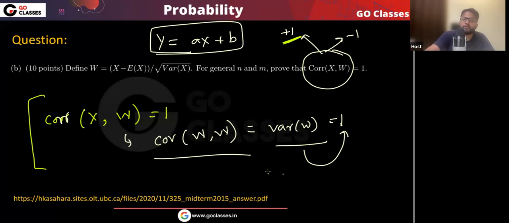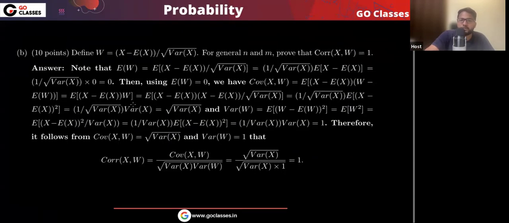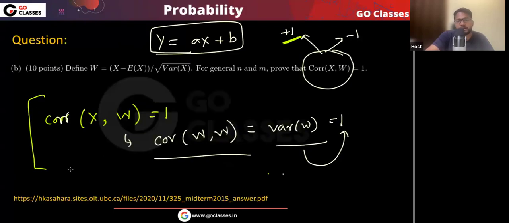Okay. Or if you don't want to prove it this way, then what you can do is find out the expectation of W. The expectation of W is anyway 0. Then for the covariance between X and W, you can use the covariance formula. This is very long, right? If you want, you can try it. But yeah, I really like this particular method, which is given by Ajay. So that's a really nice method.